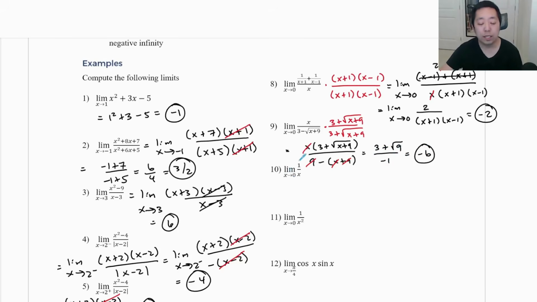Okay. Now here's an instance where I have 1 over x, and when x approaches 0, 1 over 0 is undefined, right?